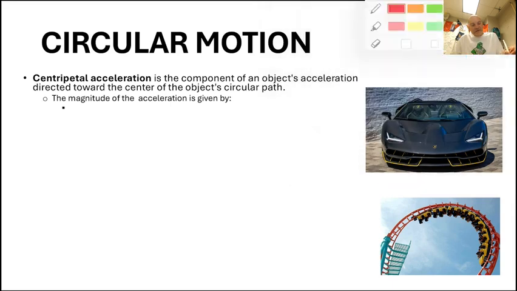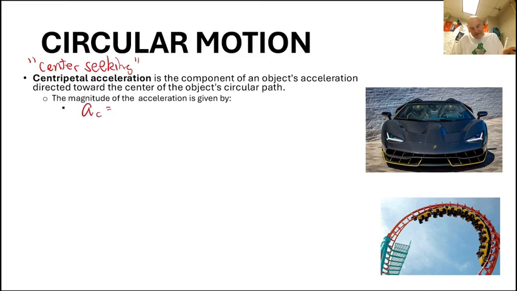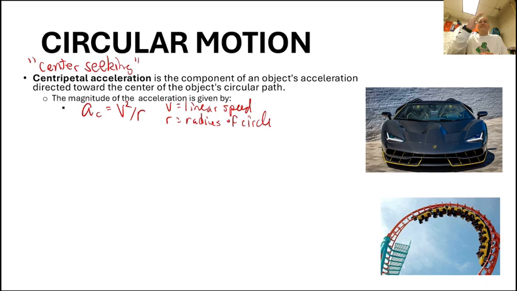In fact, centripetal means center seeking, right? And the magnitude of that is given by the equation a sub c equals v squared over r, where v is the linear speed and r is the radius of the circle. So every turn you take in a car or in anything is part of a circle. It could be a real short turn, but that's still part of a bigger circle.